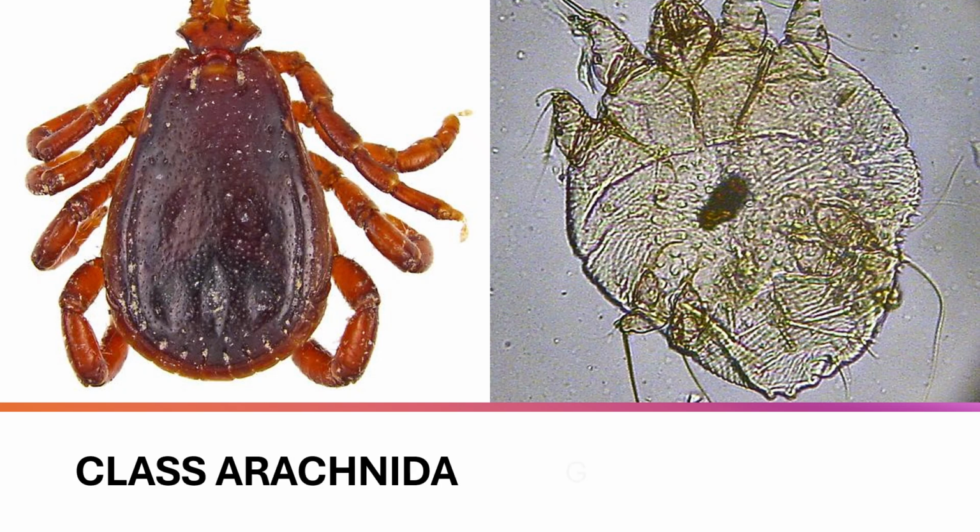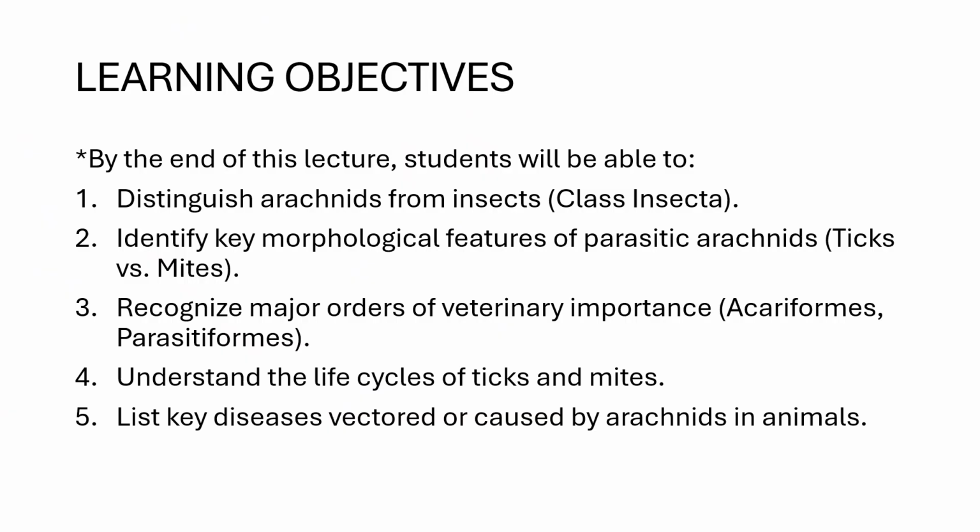Welcome to our lecture on Class Arachnida. In veterinary entomology, the class Arachnida is a critical group of arthropods, including ticks, mites, spiders, and scorpions. For this lecture, we shall focus on two major groups of veterinary importance. We have the mites and the ticks.